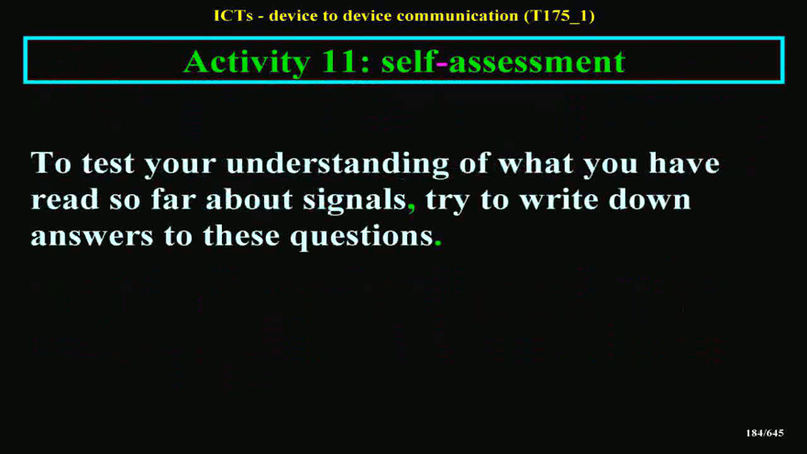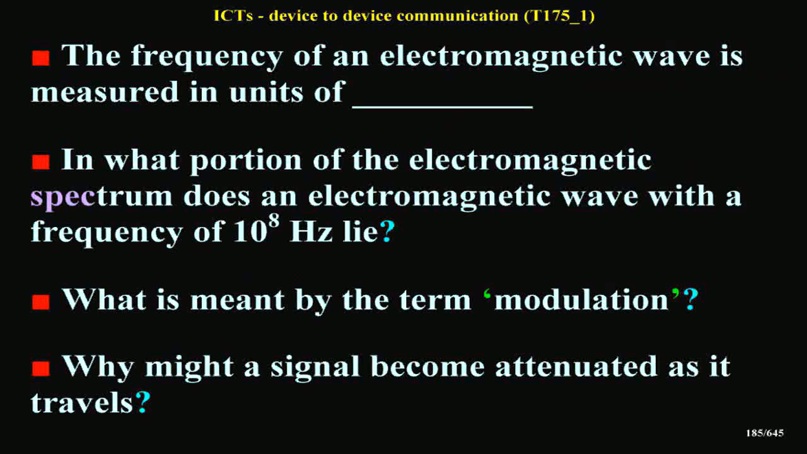Activity 11. Self-assessment. To test your understanding of what you have read so far about signals, try to write down answers to these questions. The frequency of an electromagnetic wave is measured in units of what? In what portion of the electromagnetic spectrum does an electromagnetic wave with a frequency of 10^8 Hz lie? What is meant by the term modulation? Why might a signal become attenuated as it travels?